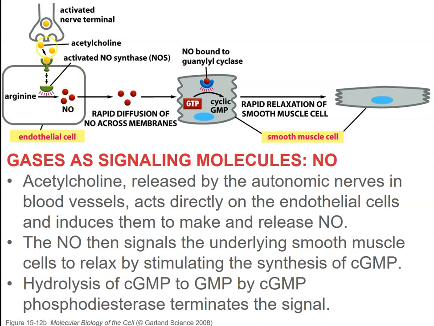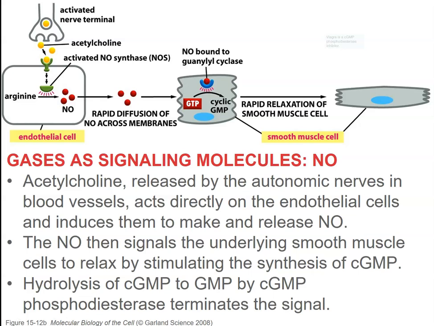And because NO is nonpolar, it diffuses across the membrane and then it can diffuse into a neighboring cell, and then it binds to a soluble form of guanylyl cyclase, and that converts GTP to cyclic GMP, and then that acts on its targets to relax the smooth muscle. And we can terminate the signal if we have a cyclic GMP phosphodiesterase that will hydrolyze the cyclic GMP to just regular GMP, which is not a second messenger.